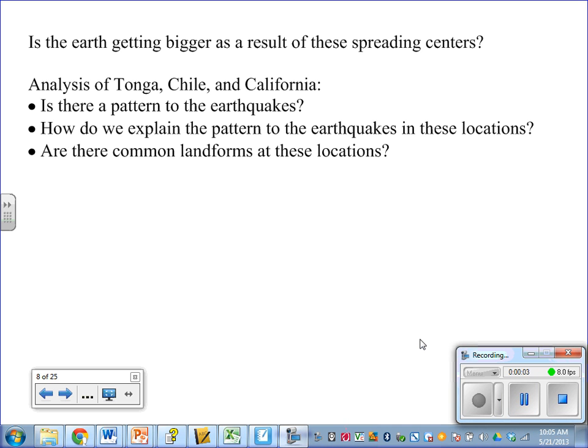Okay, in the last discussion, we left off with the idea of divergent boundaries, and is the Earth getting any bigger over time? Well, we were supposed to complete the Google Earth activity where you investigated a couple of locations, the location of Tonga, the location of Chile, and California, to notice if there's a pattern to the earthquakes, a pattern to the depth of the earthquakes, and any common landforms they may have.